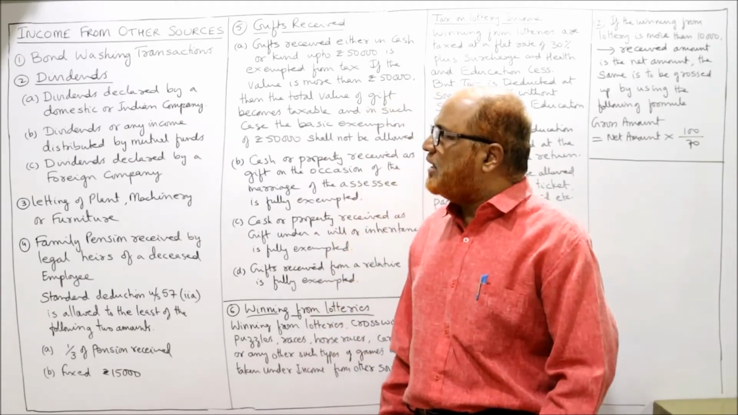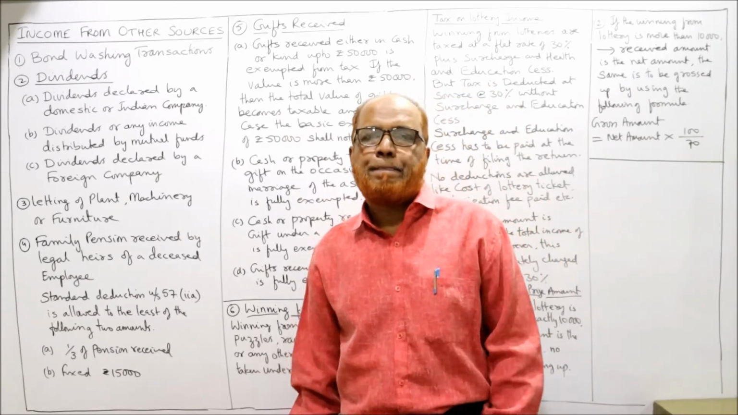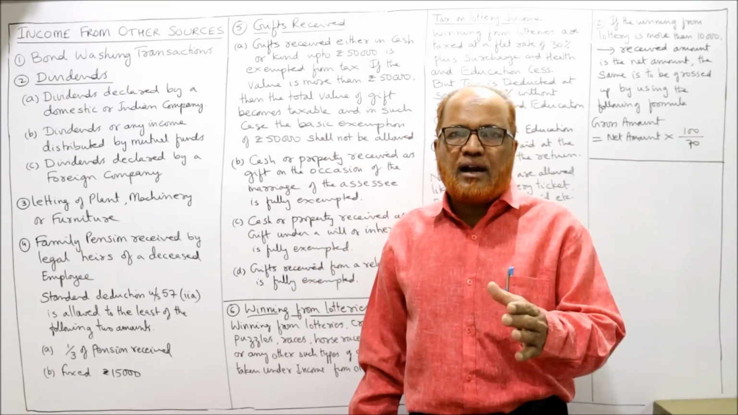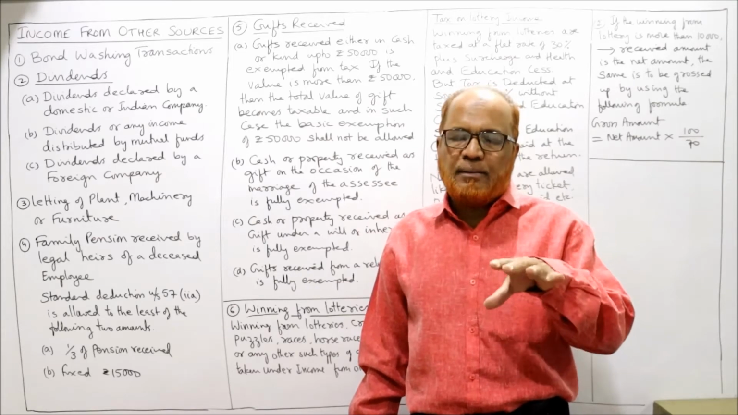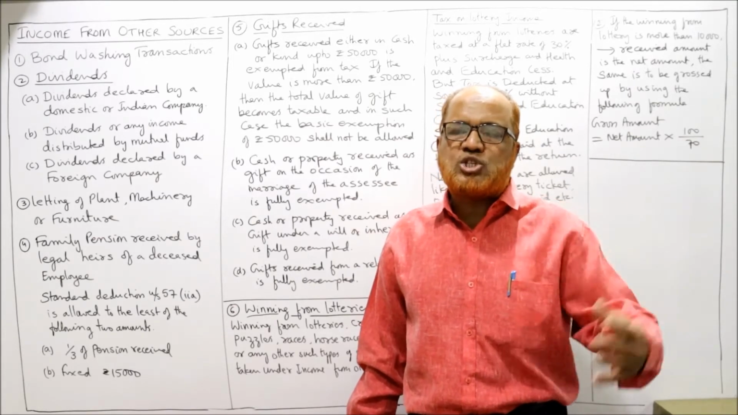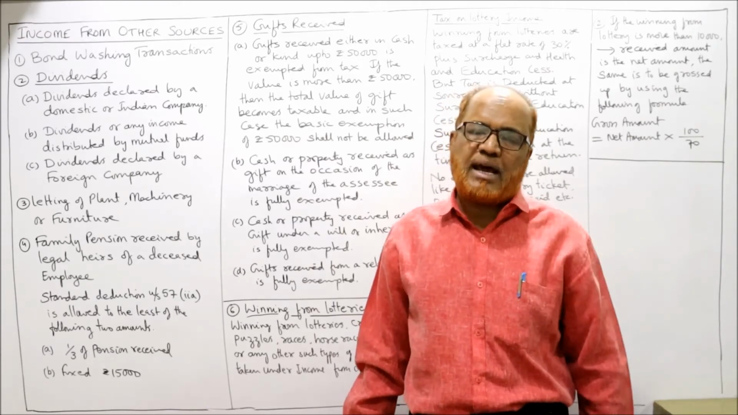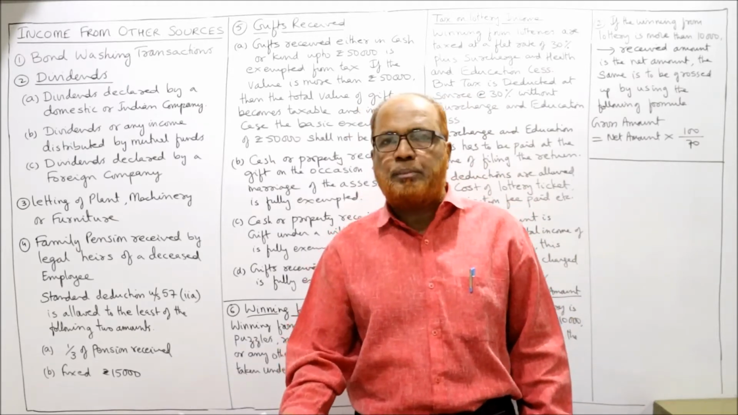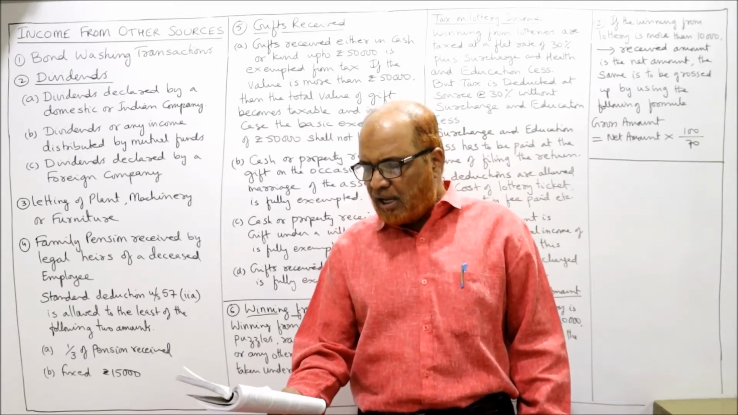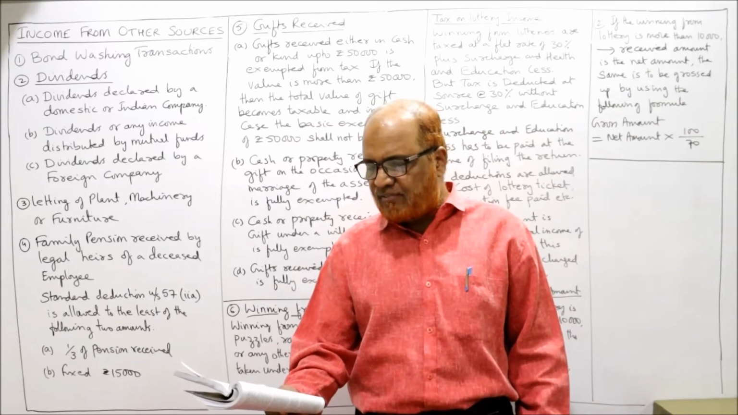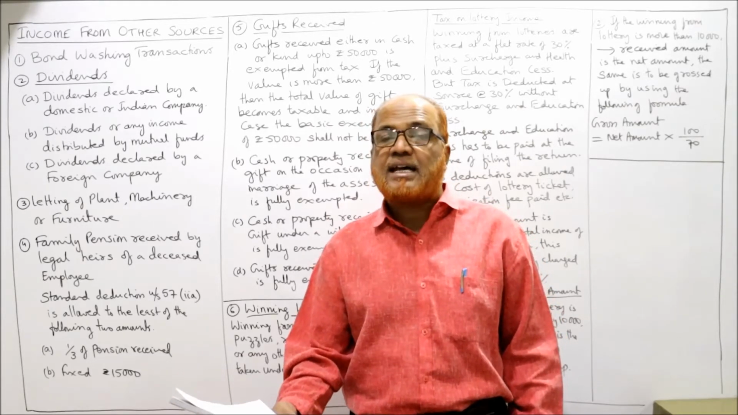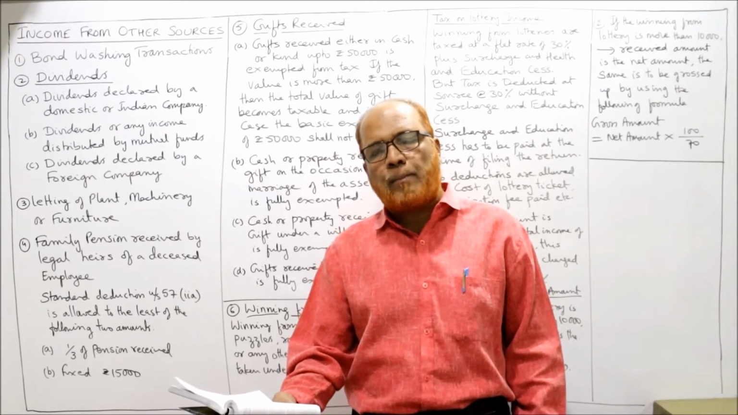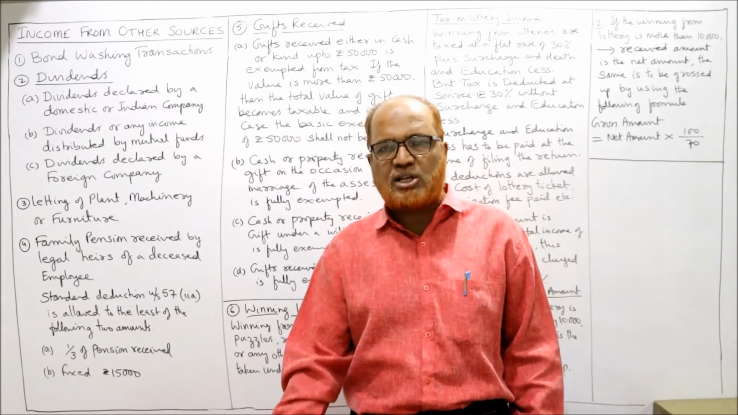First, we'll discuss dividend declared by a domestic or Indian company. Any dividend, whether it is a preference dividend or equity dividend, declared by an Indian company or domestic company to its shareholders is fully exempted from tax. But according to the new provision, under section 115BBDA, if the aggregate dividend received by any person from a domestic company or companies exceeds rupees 10 lakh, then the excess amount is taxable at the rate of 10% plus surcharge plus health and education cess.